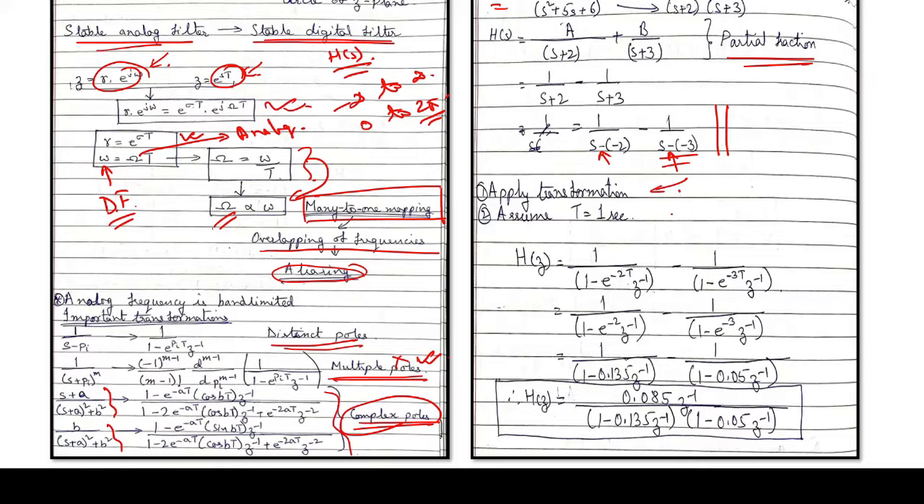Then we need to apply the transformation, and after applying it we will have capital T. If T is given, you have to use that value of T in your numerical. Otherwise, it is safe to assume T equals 1 second. The transformation of this fraction comes out to be 1 by 1 minus e to the power minus 2T. Over here it was positive, so it becomes minus 2T z inverse, and similarly the second part also gets transformed. Then you can solve it, and after you have got H(z), you can realize the filter. The realization of the filter I will go through in the next class.